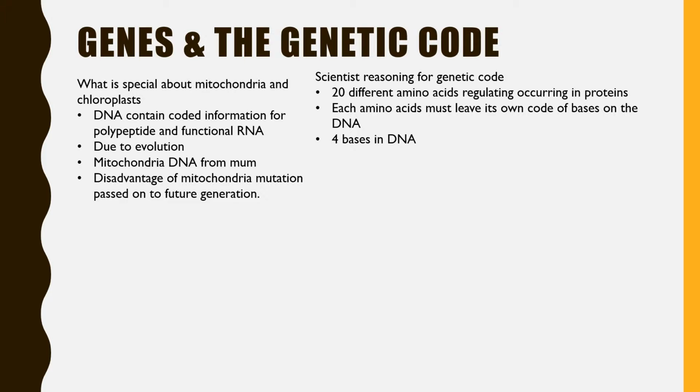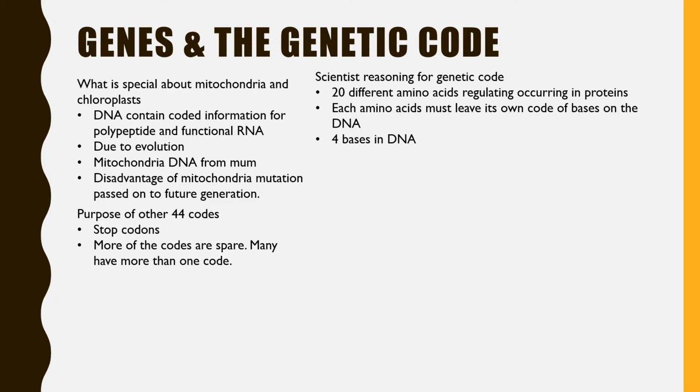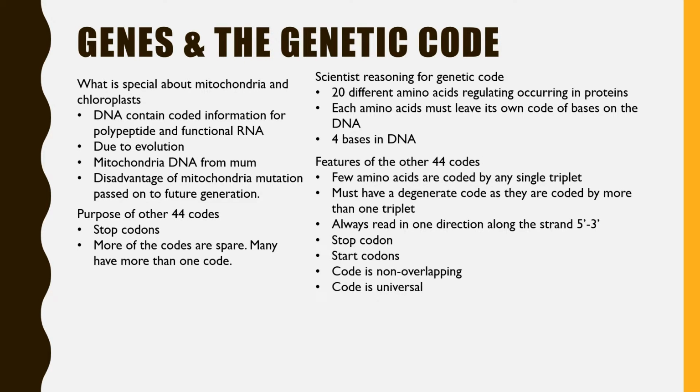which means that the codes are degenerate. So what's the purpose of the other 44 codes? Remember, only 20 of them are needed for amino acids. Well, you have stop codons, and some of them are spare, so amino acids have more than one code, which is what degenerate means. So the features of the codes: few amino acids are coded by only a single triplet, so it must be a degenerate code, where amino acids are coded for by more than one triplet.